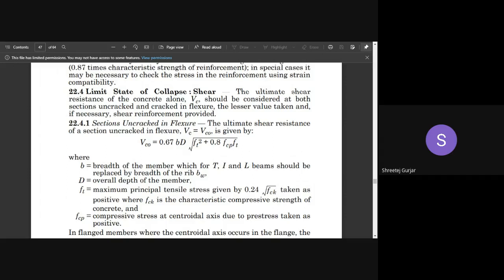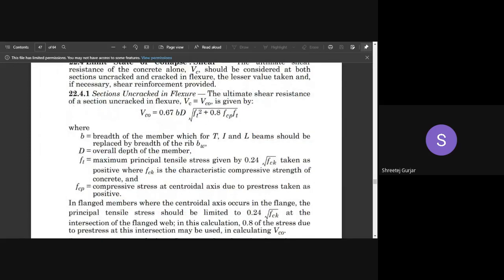Both we have to calculate and the lesser value is usually adopted, and if necessary, shear reinforcement is to be provided. So this is clause number 22.4, which gives us some idea about limit state of collapse in shear. Now first thing, 22.4.1, sections cracked in flexure. What do you mean by section cracked? Meaning the concrete has given away, it is cracked and the tensile stresses are transferred.